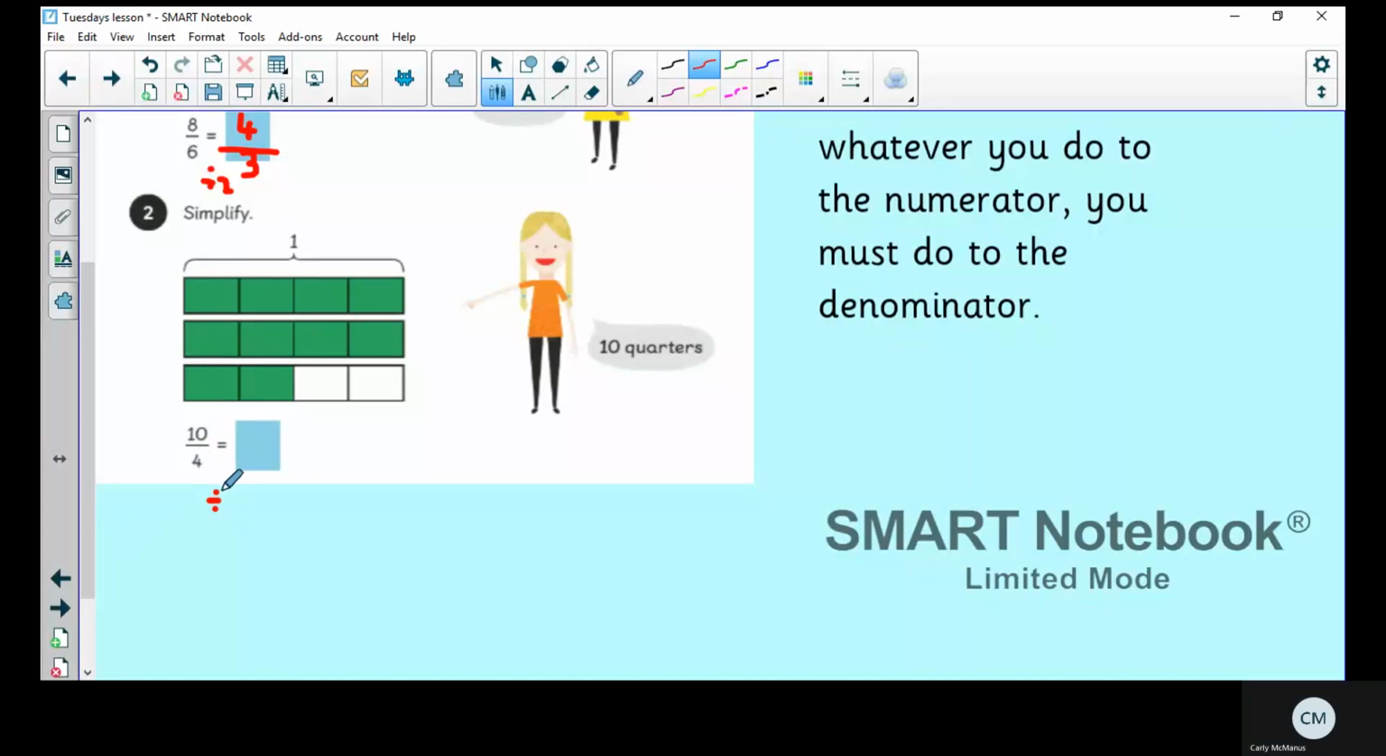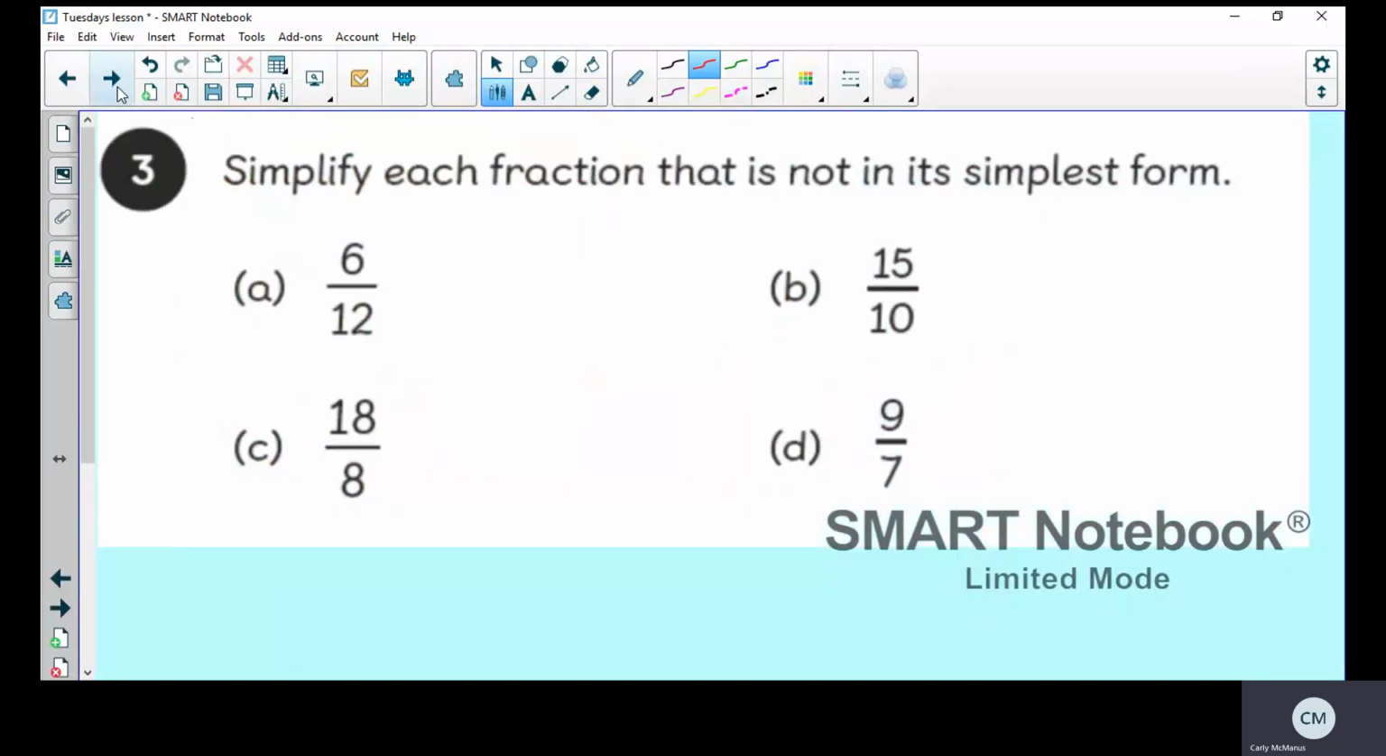So again, 2 goes into both. So we're going to divide both the numerator and the denominator by 2. How many 2's go into 4? 2, 4. That is 2. How many 2's go into 10? 2, 4, 6, 8, 10. That is 5. So the numerator is 5 and the denominator is 2. So again, using the same skill as yesterday, the fractions just look a little bit different.